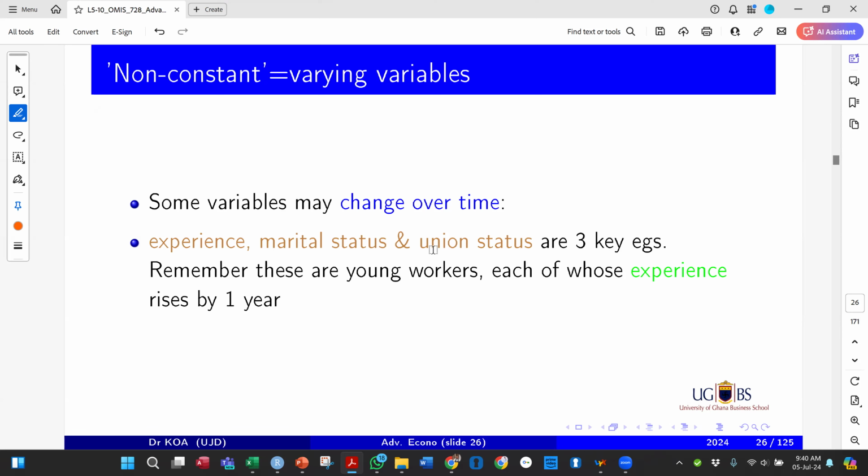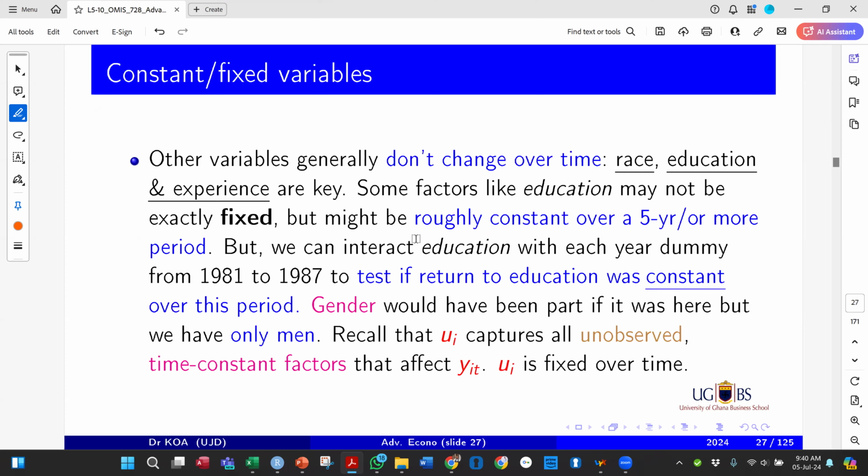And the reason why experience is going to be part of this is because these are young workers and their experiences are rising by 1 year every year. So it's going up. Other variables that you think are not fixed are fixed. For example, race doesn't change over time. But here, both education and experience are set to be fixed.